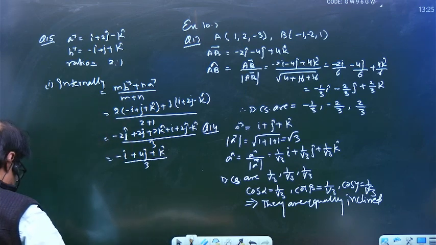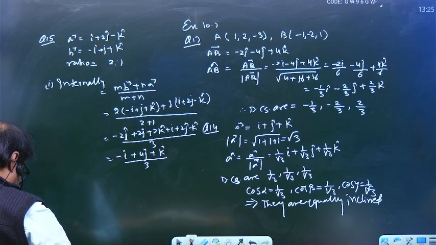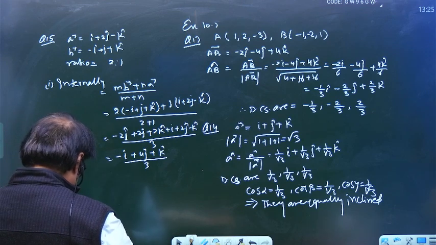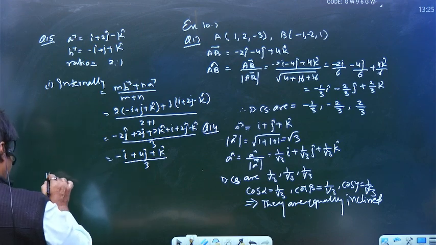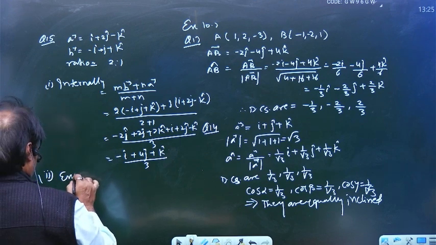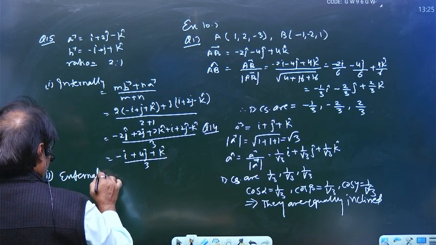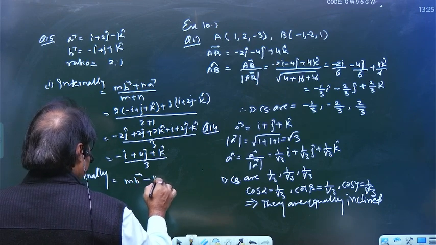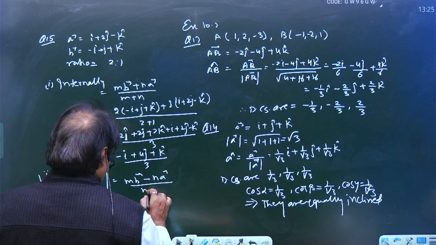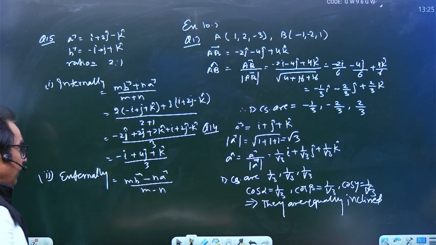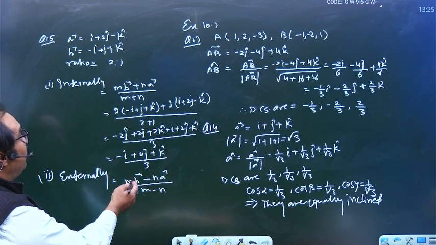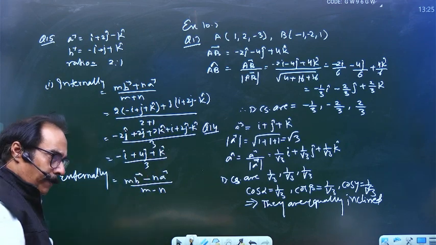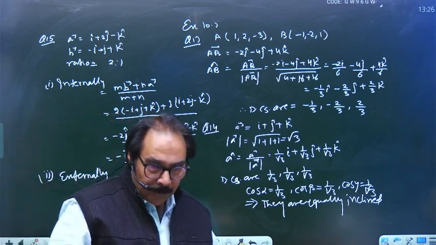So this is the required vector for internal division. Similarly, you can find it externally. For external division, that is m B vector minus n A vector upon m minus n. Now I am leaving it for you. You will complete it in the same way, the only difference is that here it is minus. Then you will calculate.